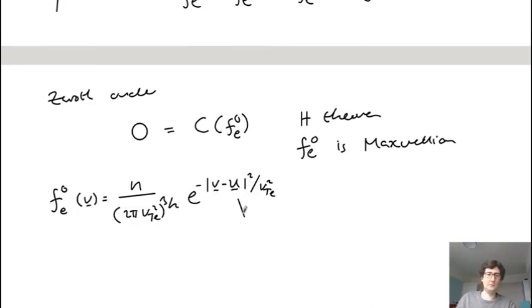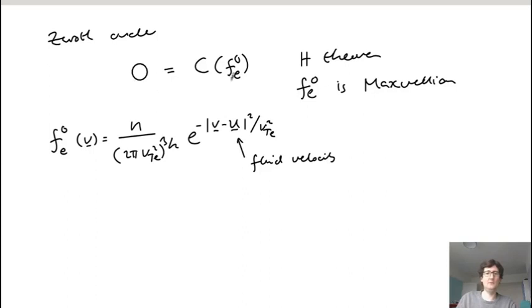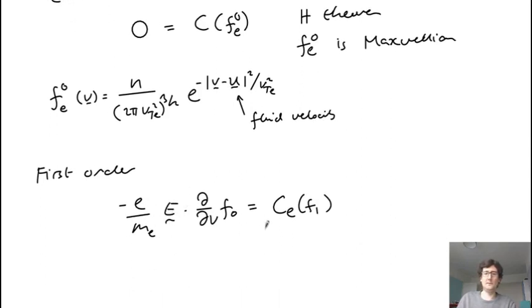And so we just write down what Fe0 is. So here U is the fluid velocity, so it's the average velocity of the electrons. V is the kinetic velocity, and so there's a Maxwellian distribution with a characteristic width, which is the thermal speed. Then we go to the first order in this equation, and then of course we pick up the electric field. So now on the left hand side we have the first order term, which is the electric field. There's an F0, so this is like Fe0, it should be the 0th order term. If we had first order here, then this would be a second order term, so here we just have Fe0.